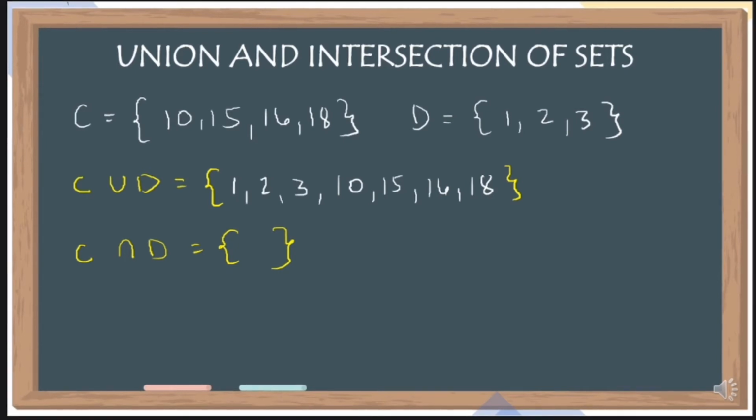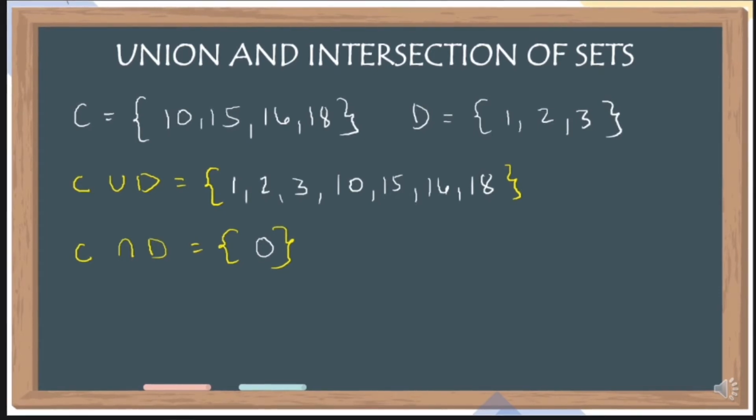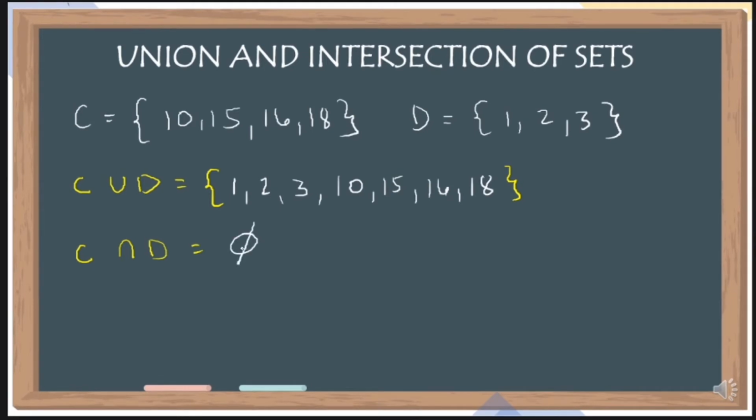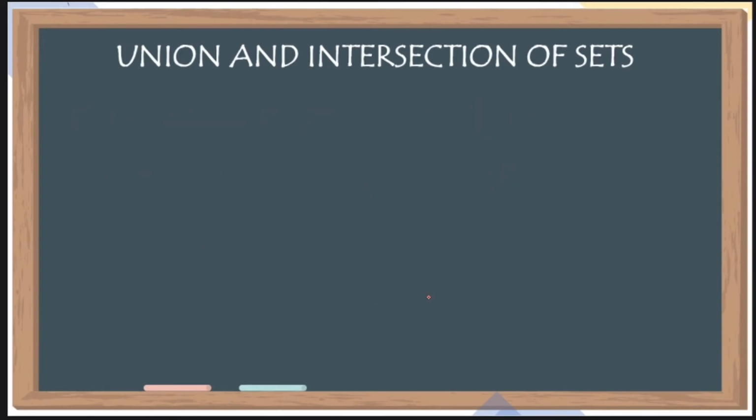Okay? Empty set. Hindi mo pwedeng ilagay 0 dyan, ha? Kasi pag 0, mali yan. Kasi ibig sabihin yan, meron silang common na element na 0. Hindi pwedeng 0. So, ang ilalagay lang natin ay empty set or ito yung symbol for empty set. Meaning, another word is null set. Okay? Empty set or null set.